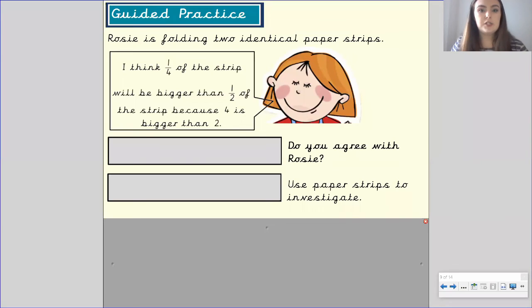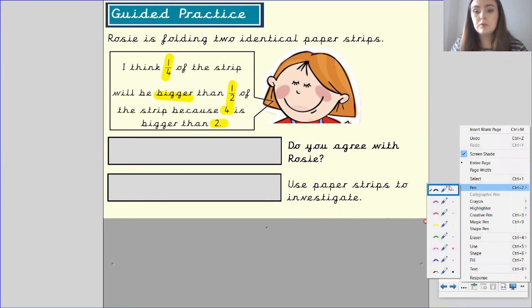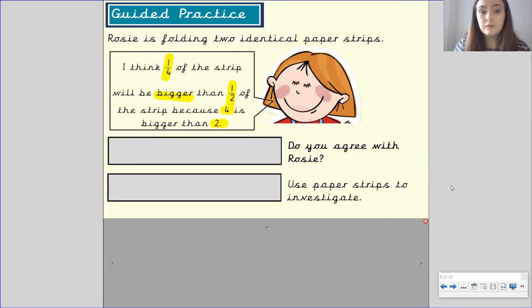Let's have a look at this question together. It says Rosie is folding 2 identical paper strips, and she says, I think a quarter of the strip will be bigger than a half of the strip because 4 is bigger than 2. Do you agree with Rosie? Use the paper strips to investigate. Now, if you would like to use paper strips that you have in your home yourself to work it out, then please do. If not, let's go through this together using these paper strips on the board.